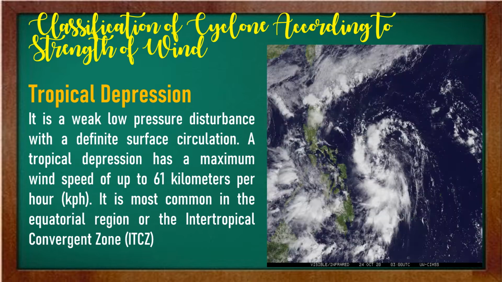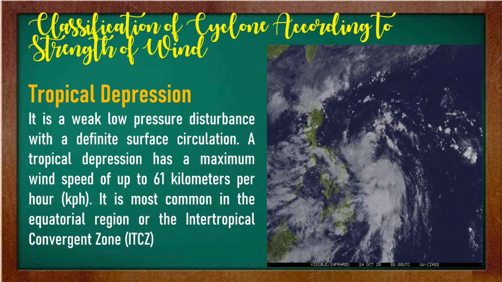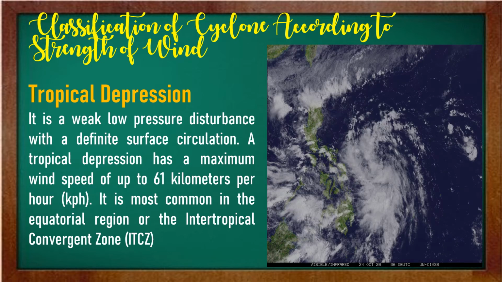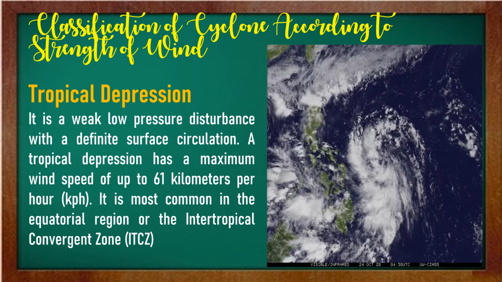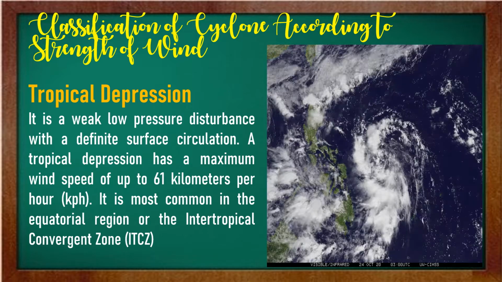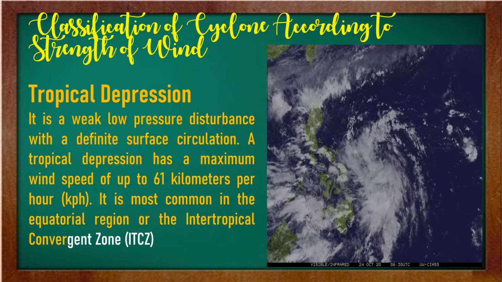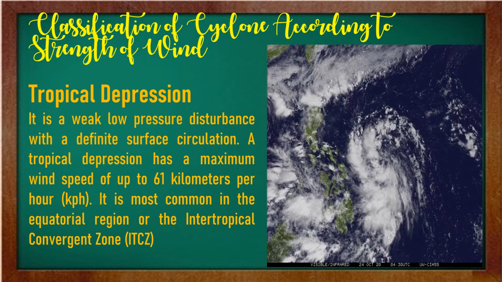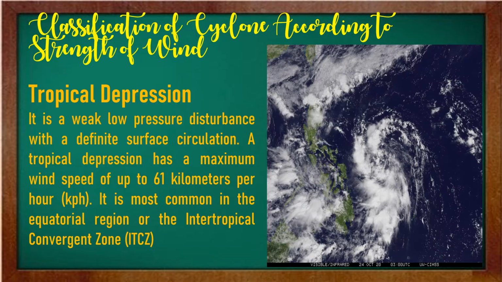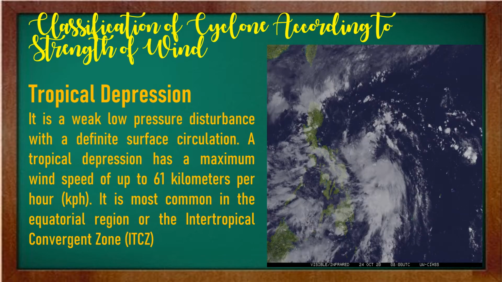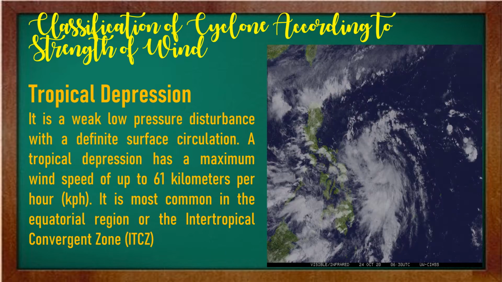Next is the tropical depression. It is a weak low-pressure disturbance with a definite surface circulation. A tropical depression has a maximum wind speed of up to 61 kilometers per hour. It is most common in the equatorial region or the Intertropical Convergence Zone.